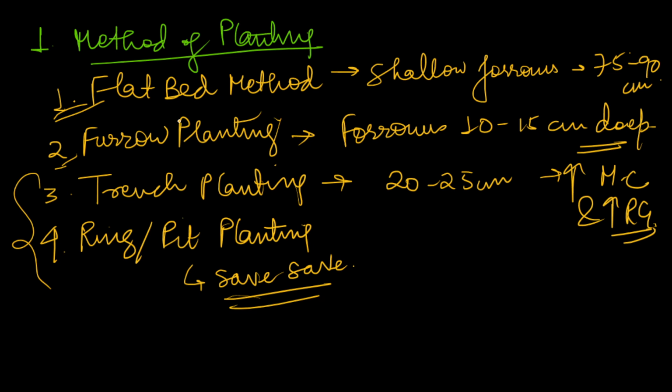So these are the four types of methods of planting. There are one or two other methods which are not that important in the Indian context. I think these four methods are good enough. So this is the first thing, the method of planting. And do remember: flatbed, furrow, trench, and ring and pit method.